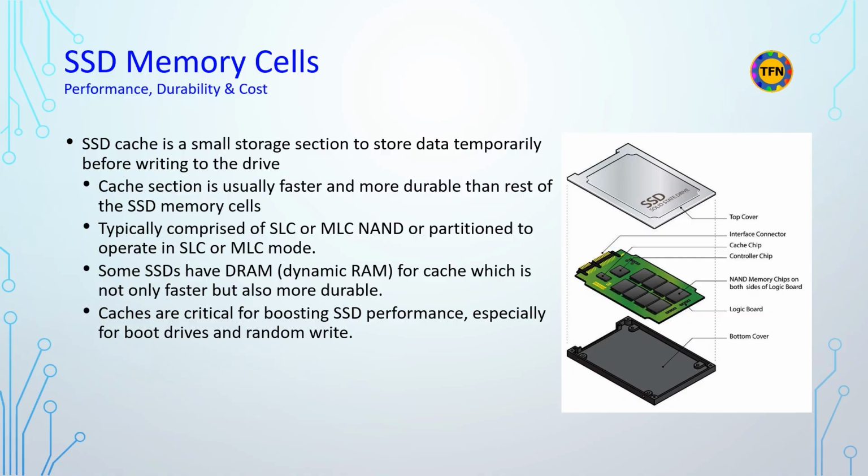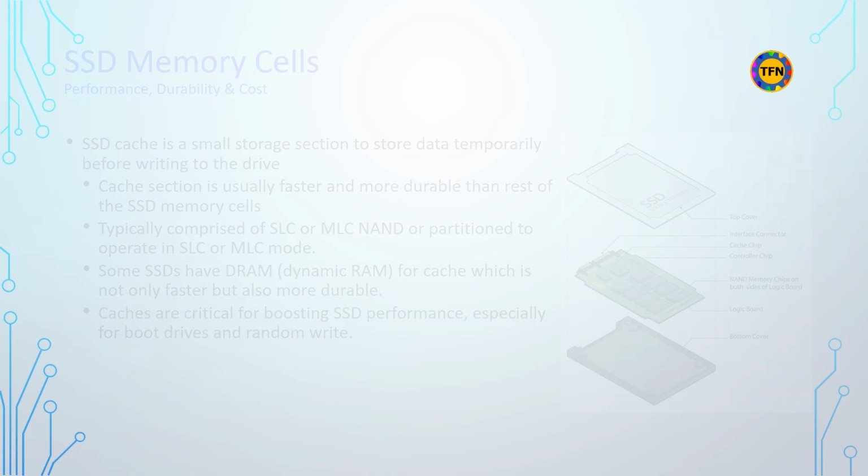Cache section is usually faster and more durable than rest of the SSD memory cells as they are typically comprised of SLC or MLC NAND or partitioned to operate in SLC or MLC mode. Some SSDs have DRAM or dynamic RAM for cache, which is not only faster but also more durable. Caches are critical for boosting SSD performance, especially for boot drives and random write.